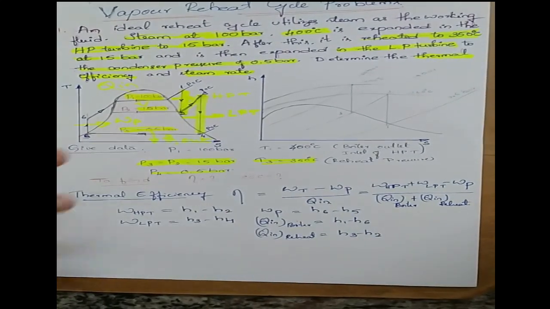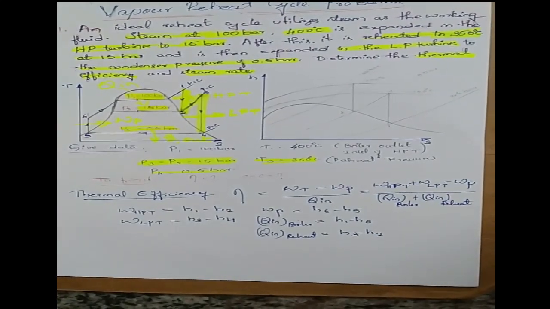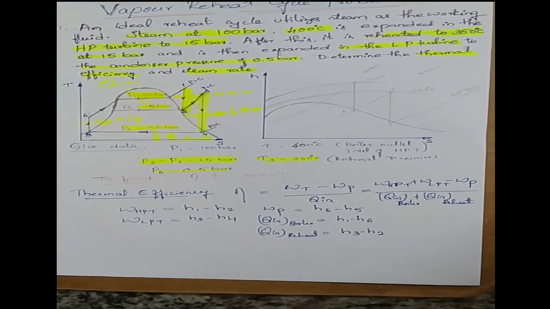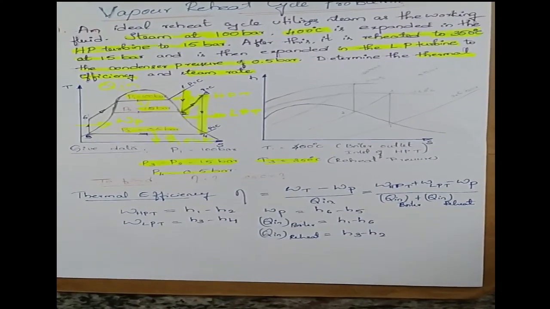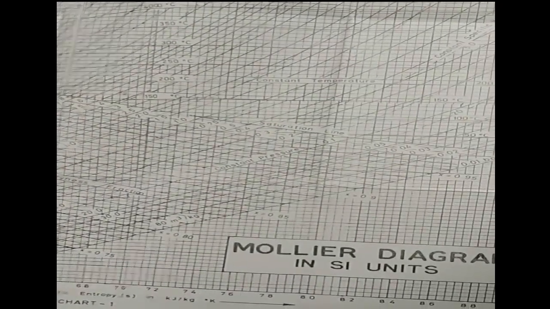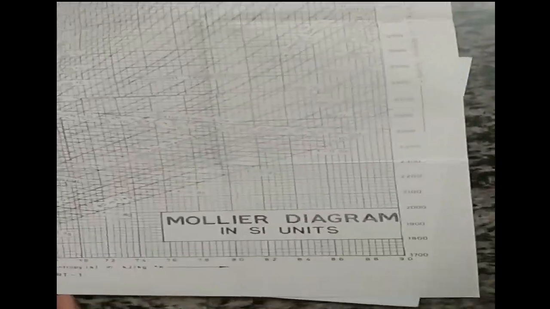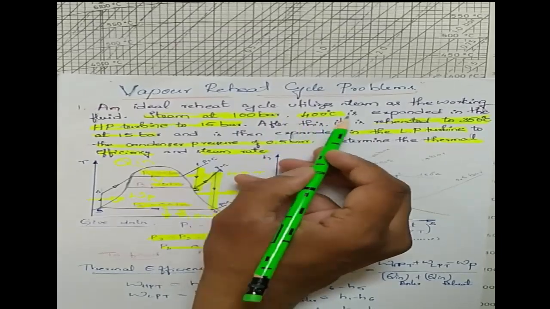Okay, I'll solve this problem with the help of the HS diagram, or what we call the Mollier chart. First, what is the input pressure of the turbine and the temperature? It is 100 bar and 400 degrees Celsius.